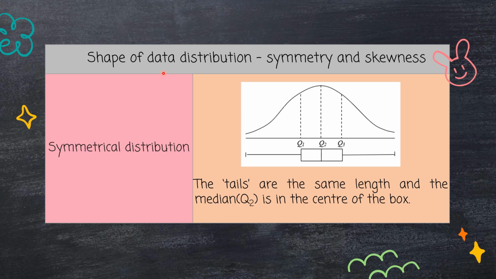Actually, the shape of data distribution can also be determined from a box plot. There are 3 shapes of the distribution. First distribution is symmetrical. If you can see from the diagram, the tails are the same length and the median or second quartile is in the center of the box.